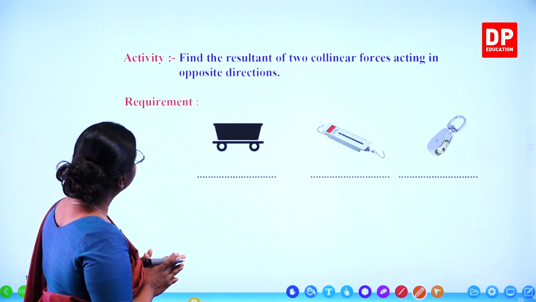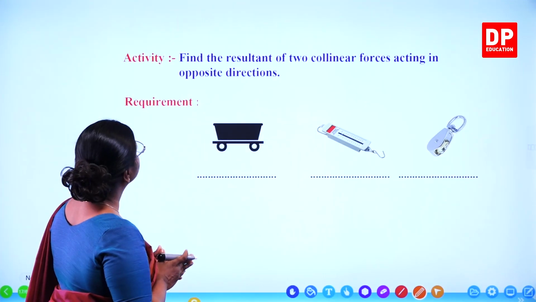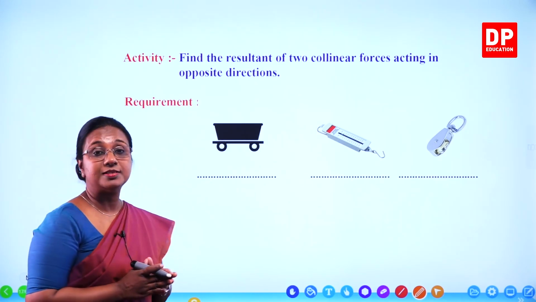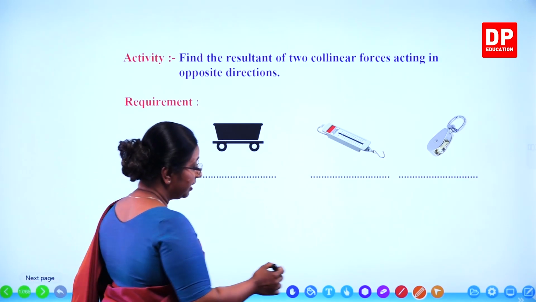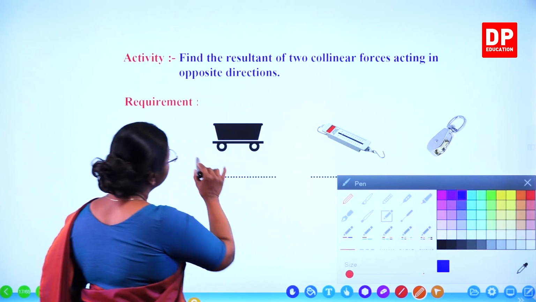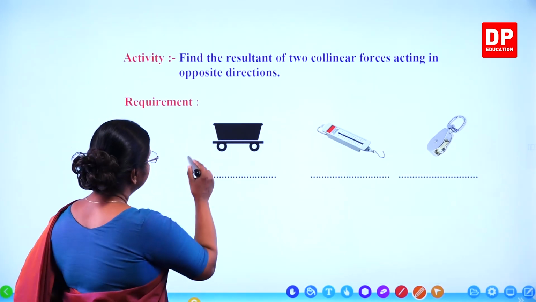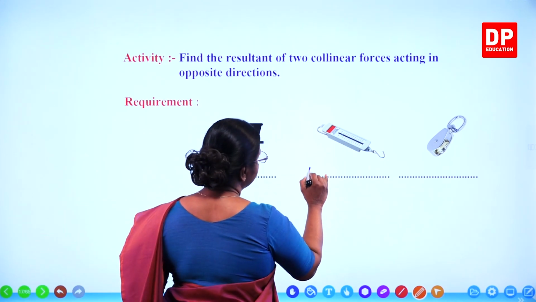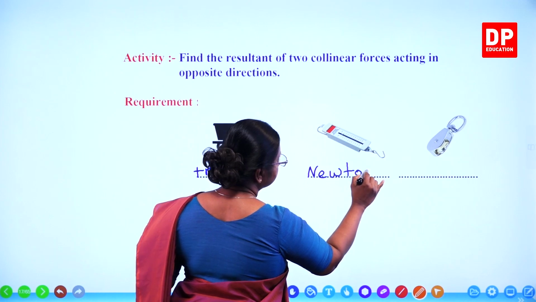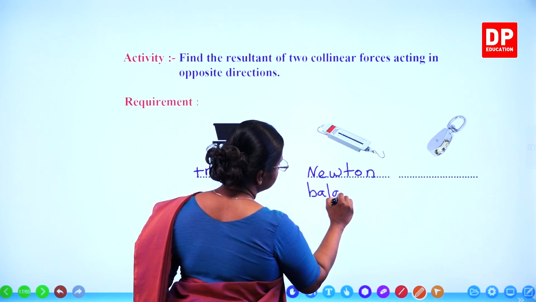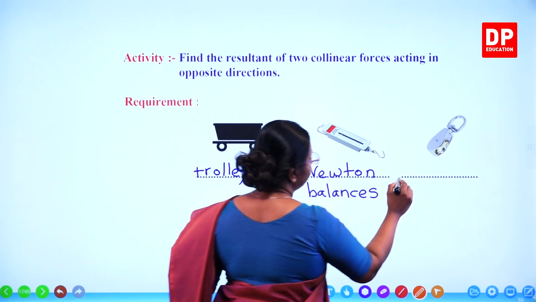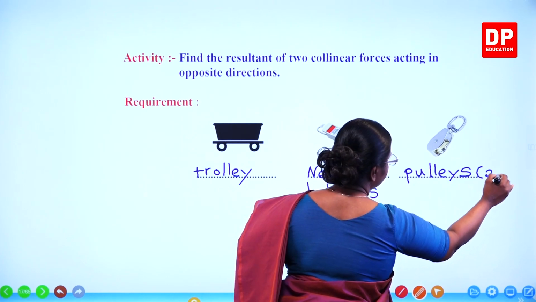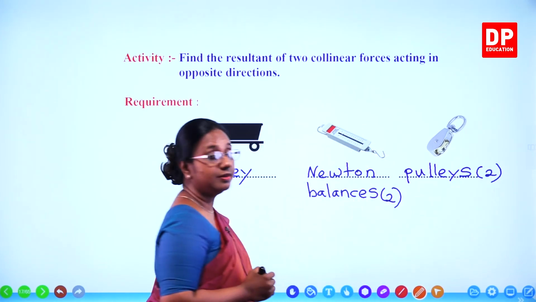To do that, we have to carry out this activity. Find the resultant of two collinear forces acting in opposite direction. So here we need to carry out this activity. For that, we need these materials. We need a trolley. Then we need Newton balances. Then we need pulleys. So there should be 2 pulleys and 2 Newton balances.